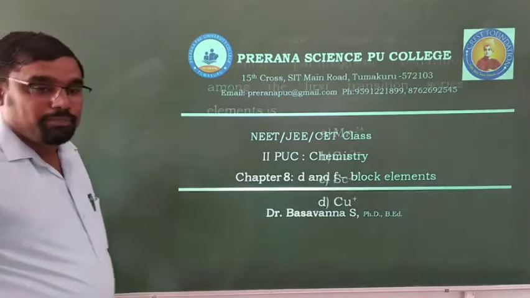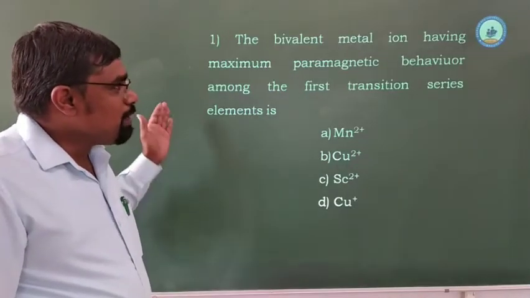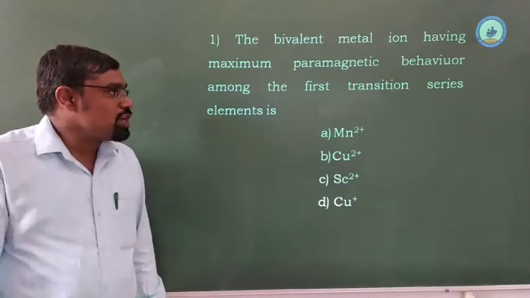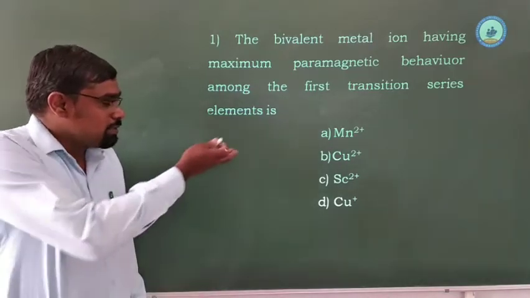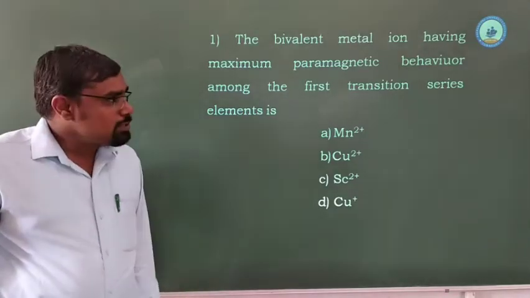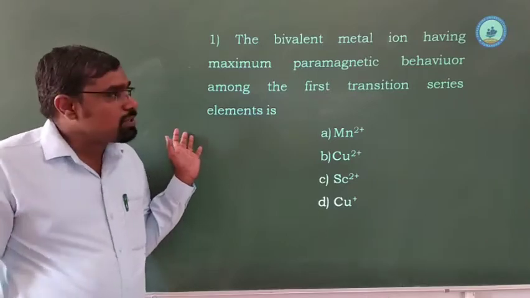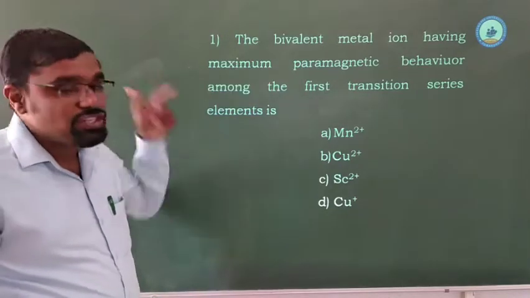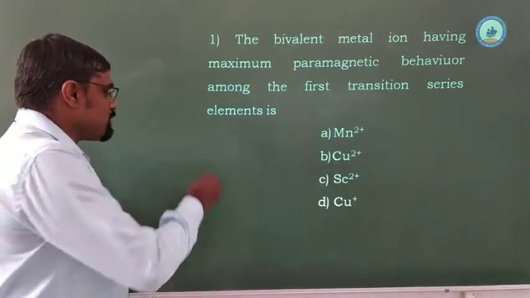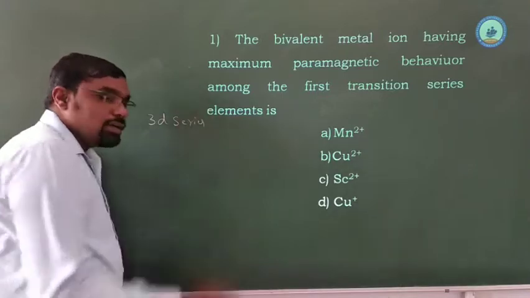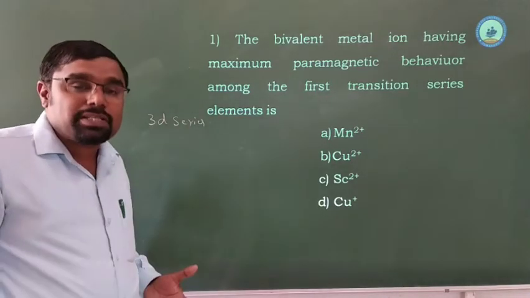We'll start. The first question is: the bivalent metal ion having maximum paramagnetic behavior among the first transition series of the elements: manganese, copper, scandium, copper, they are given. So here, first you have to understand the transition series. What is the first transition series? We call that the 3d series. In that, which elements are present?